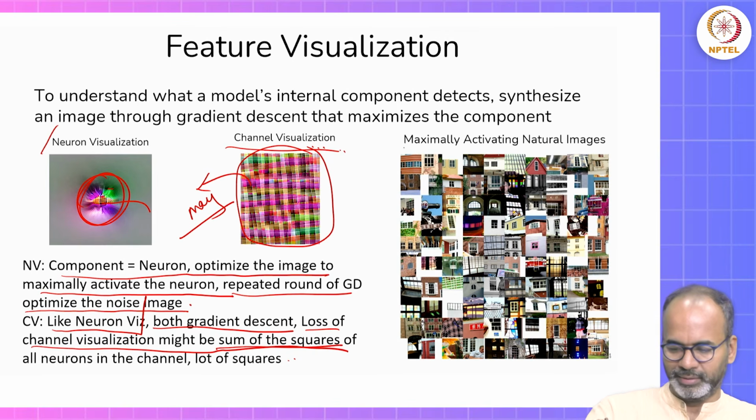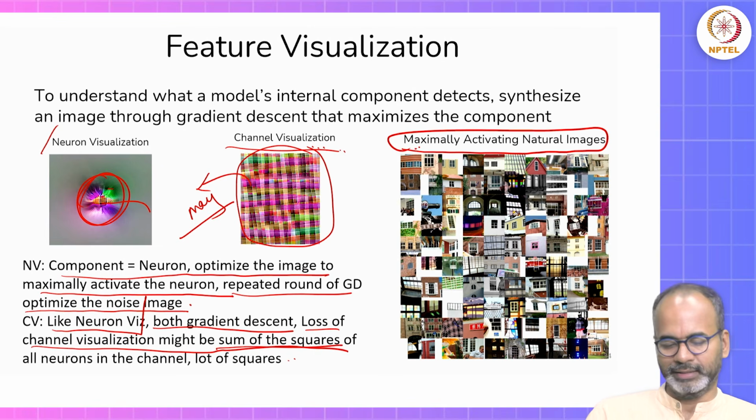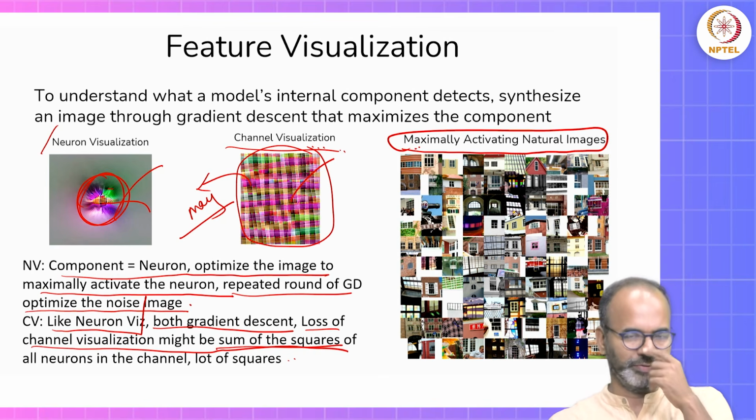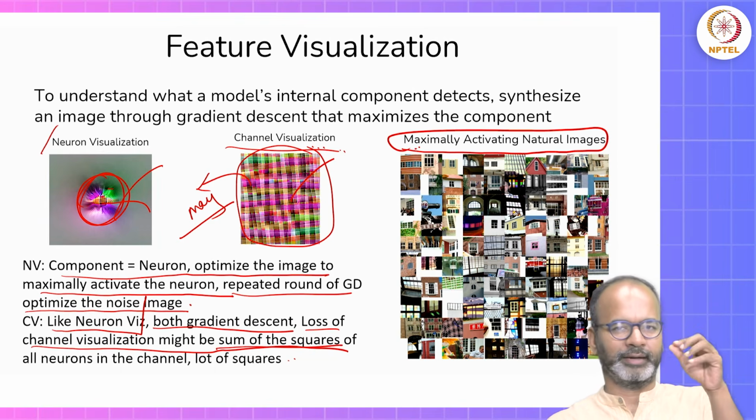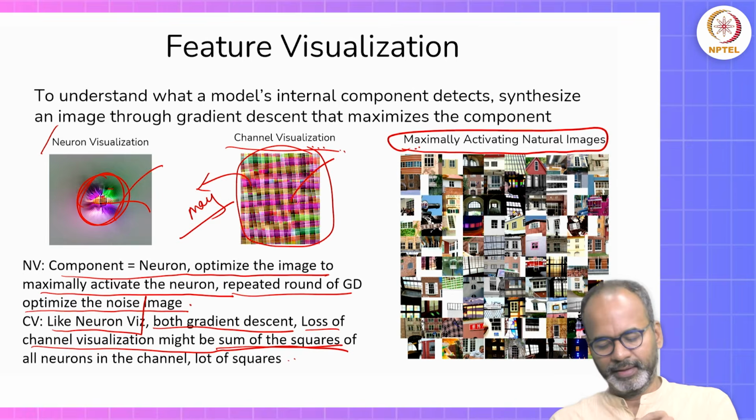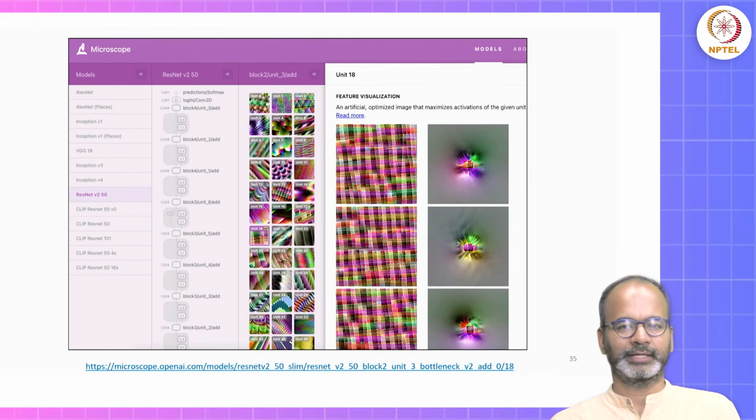And here is an example. What it says is maximally activating natural images, which are identifying windows. By neuron visualization and channel visualization, you can figure out exactly where the windows in the images are, and what maximally activated them. These are examples of maximally activated natural images, showing how windows were identified. Now when you think about this feature visualization, what we are doing is using the features at a neuron level and a channel level to understand. There are methods by which you can actually do this and try it out.